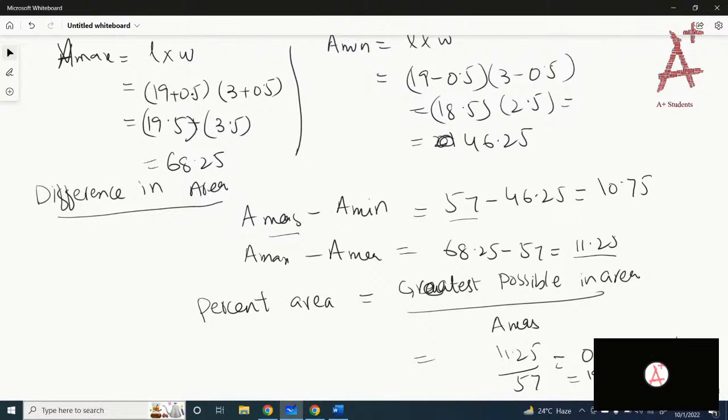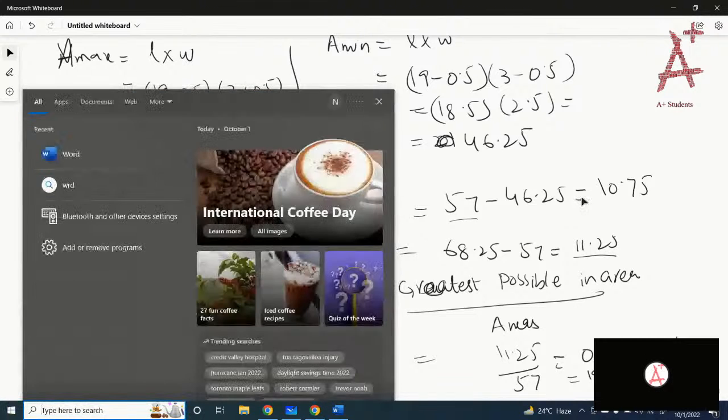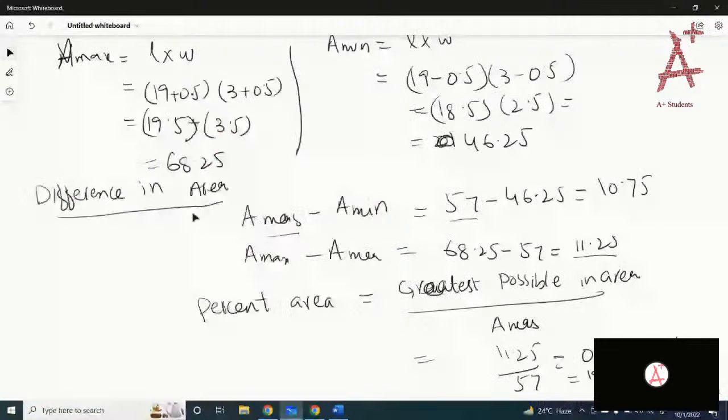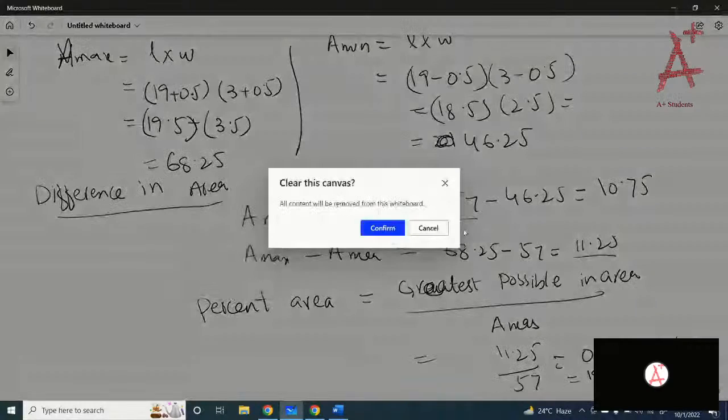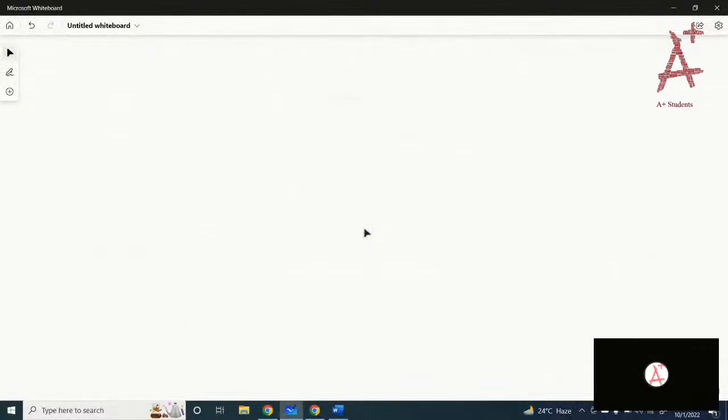Got it? So the next topic is percent area. Okay, let's start with an example. What is the percent area for the measurement of two pins? So the measurement we are given is two pins. We have to find the percent area in this one.